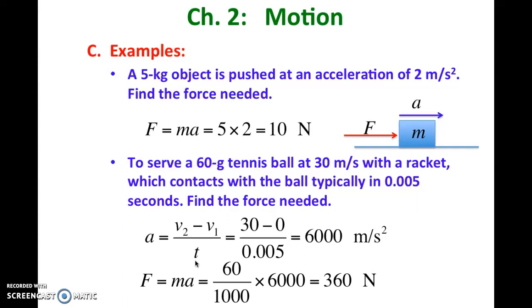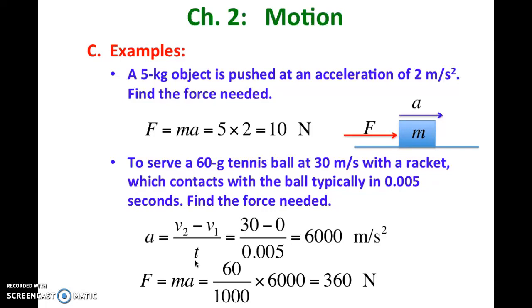a equals (v2 minus v1) divided by t, that equals (30 minus 0) divided by 0.005, equals 6,000 meters per second squared. So the acceleration is 6,000 meters per second squared.